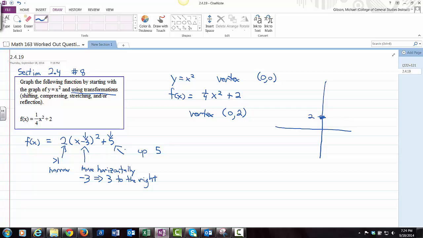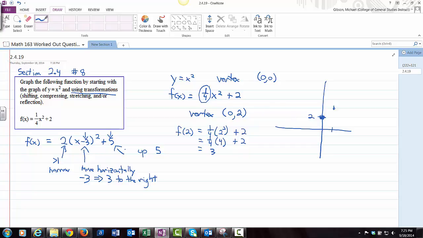Okay. After that, I would probably just plot a point. You see that this one has a 4th here, right? I'm going to try to plot something that's easy to graph. So 2 squared would be 4. So this is what I'm going to do, is I'm going to graph f of 2. I'm just going to plug in 2 and get 1/4 times 2 squared plus 2. So that's 1/4 times 4. So that's 1 plus 2 is 3, right? So the point 2, 3 is the one I'm going to graph.